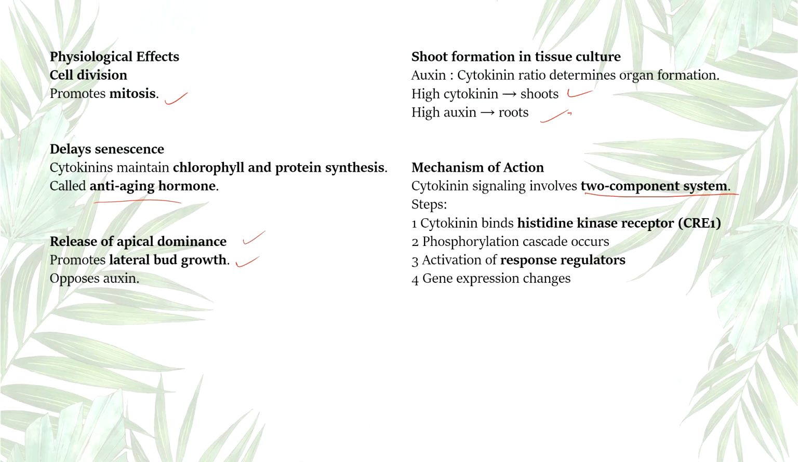Mechanism of action. Cytokinin signaling involves two independent systems. So cytokinin binds with the histidine kinase receptor, that is CRE1. So it leads to the phosphorylation cascade and also leads to activation of response regulators.